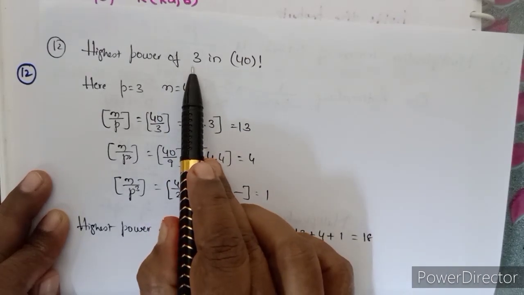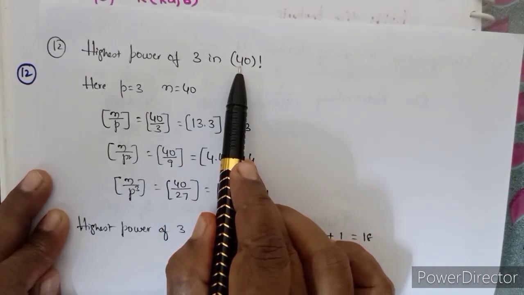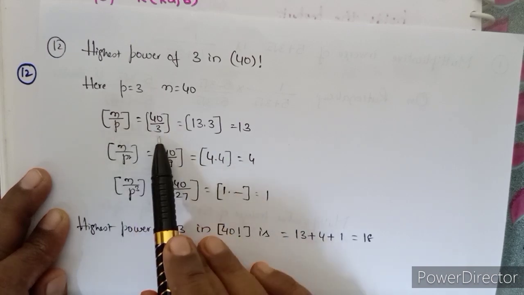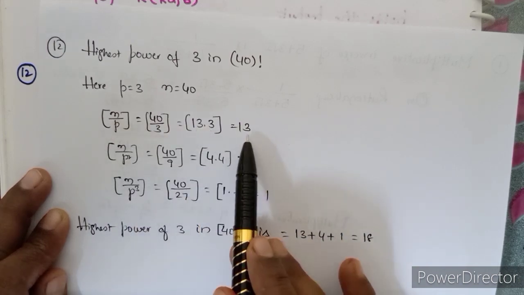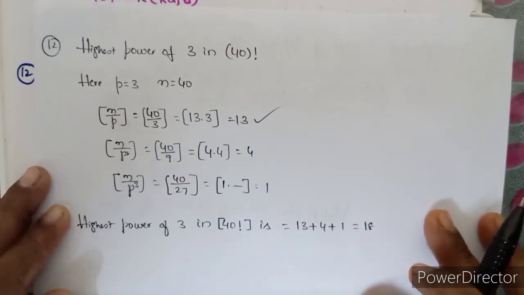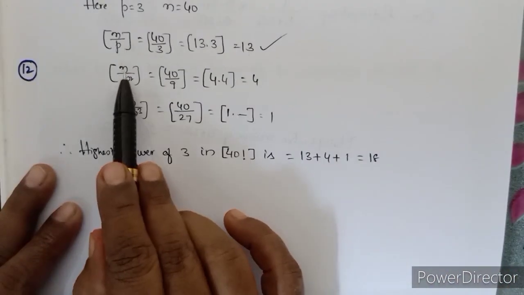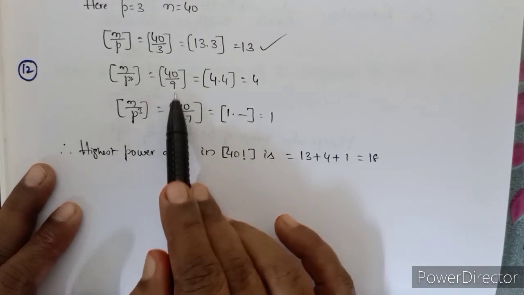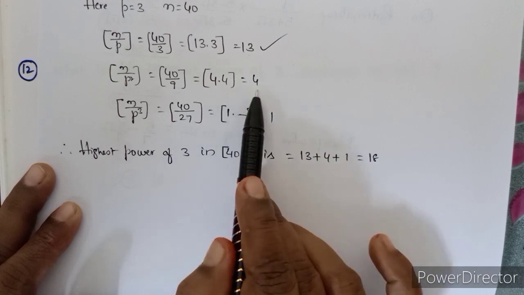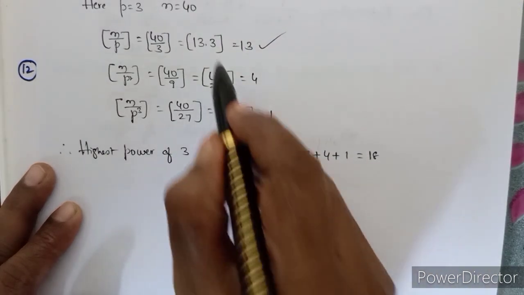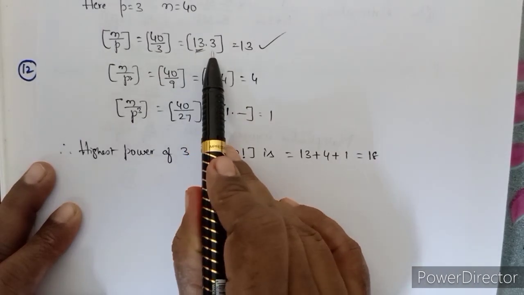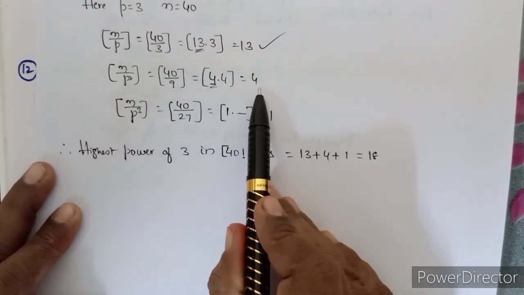Here P is equal to 3, N is equal to 40. First we find the integral part of N by P. 40 by 3 gives 13.3. That means the integral part is 13. So the integral part of N by P is equal to 13. Next, N by P square: 40 by 3 square. 3 square is 9. 40 by 9 is 4 point something. So the integral part is 4. The integral part of 13.3 is 13, and the integral part of 4.4 is 4.